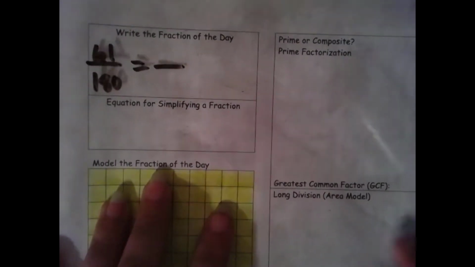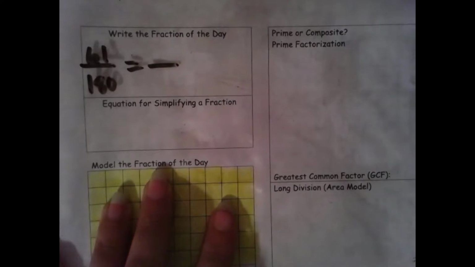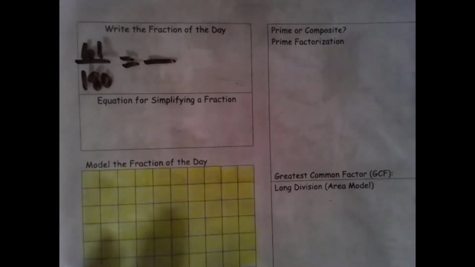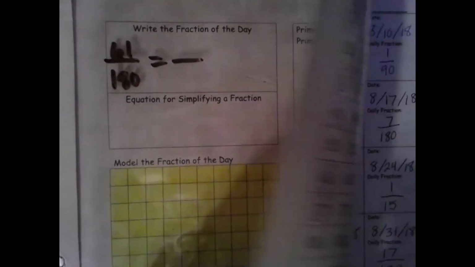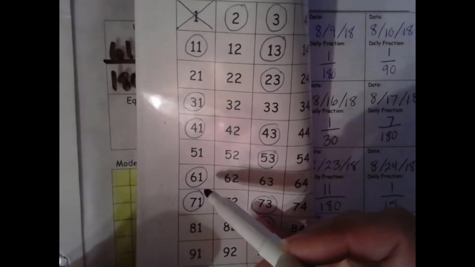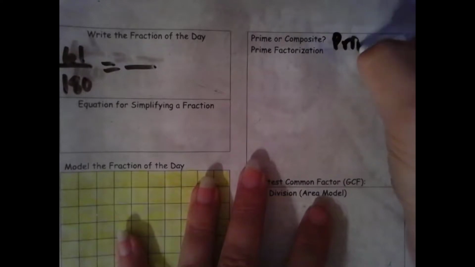So first we want to look at that numerator and decide if it's prime or composite. Well, it doesn't end in an even number, so that doesn't help me out. 6 plus 1 is 7. 7 is not a multiple of 3, so 3 is not a factor. 5 wouldn't be, 7 wouldn't be. I think it may be prime. Yes, it is. So since it is prime, that means I only need to do my prime factorization for my denominator because my numerator's already done.